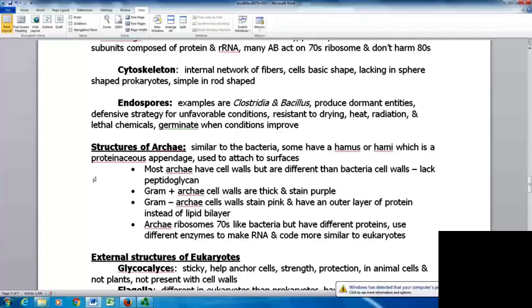Gram-positive archaea cell walls are thick and stained purple. The gram-negative archaea cell walls stained pink, and they have an outer layer of protein instead of a lipid bilayer. The archaeal ribosomes are 70S like the bacteria, but they have different proteins. They'll use different enzymes to make RNA and code more similar to the eukaryotes.